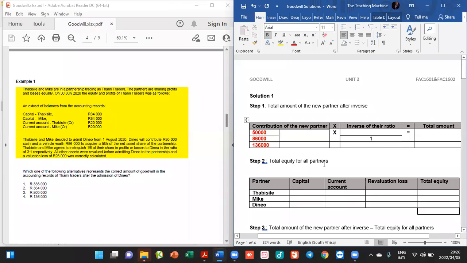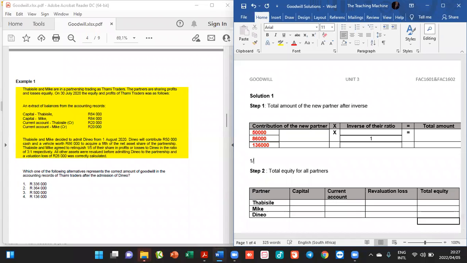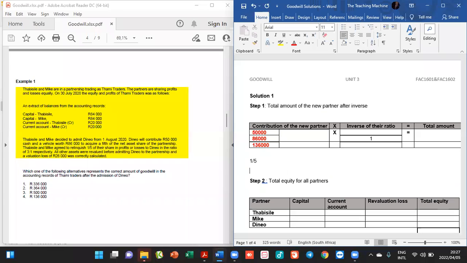So this is the table that you're going to use. There's the contribution of the new partner, which is the total amount that we've just worked out, 136,000, multiplied by the inverse of their ratio. What is the inverse of 1/5? Remember, I said a fifth is 1/5. So her ratio in this business is 1/5. Now, if we want to reciprocate 1/5, it should be 5/1. Is that correct? Yes, so that's the inverse of 1/5, 5/1.